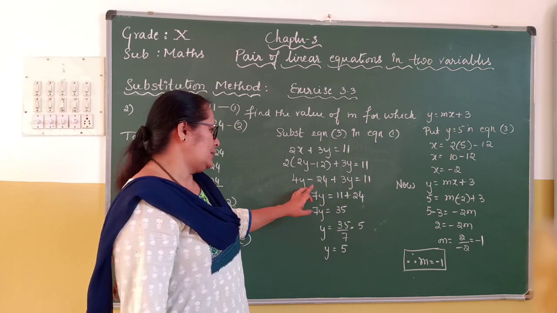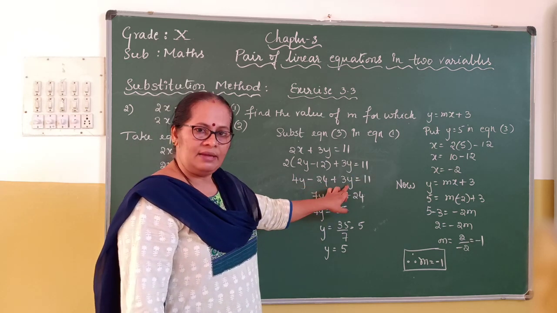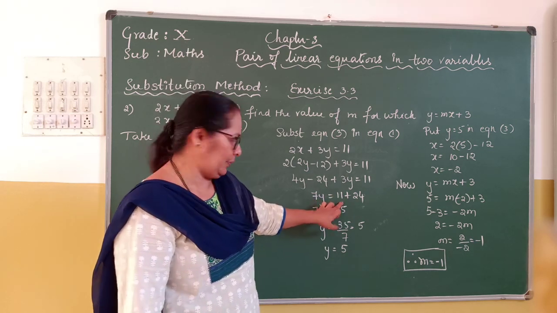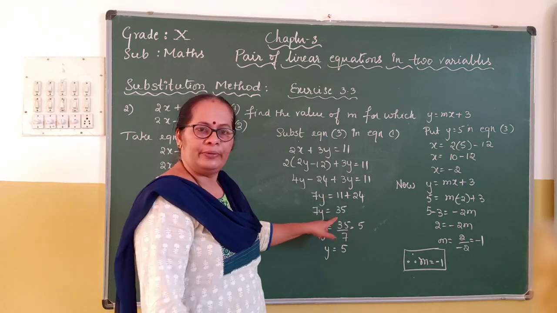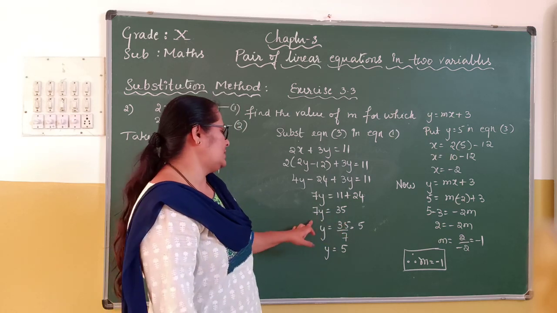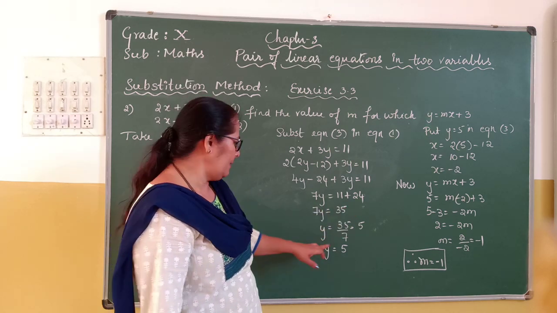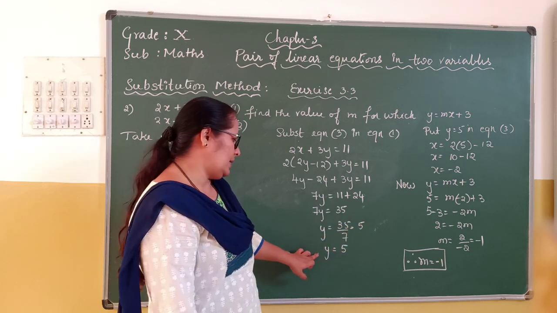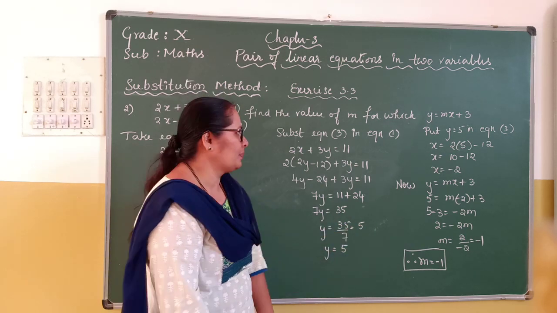So 4y plus 3y is 7y equals 11 plus 24. So 11 plus 24 is 35. So 7y equals 35. So y equals 35 by 7, which is 5. So that y value is 5.